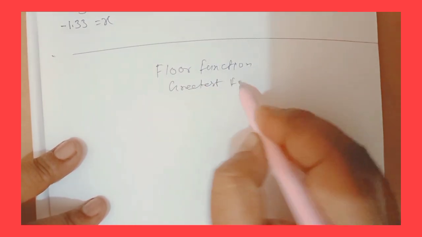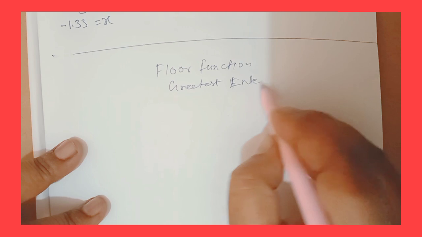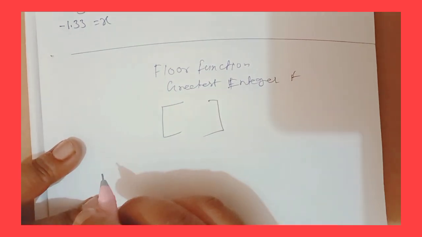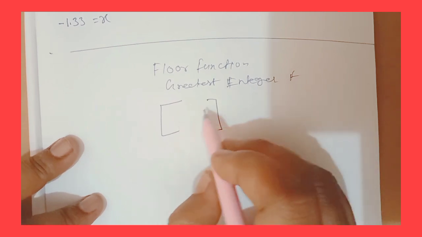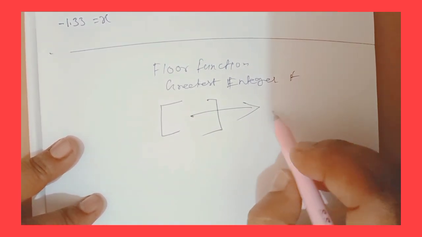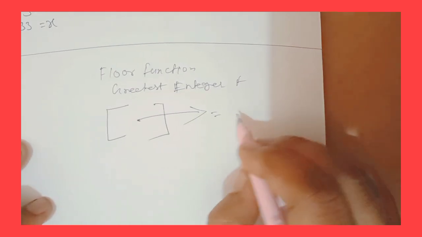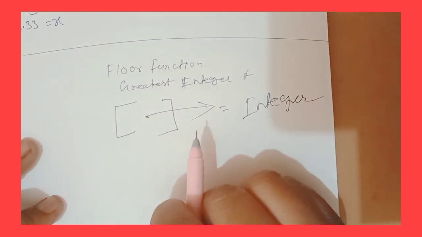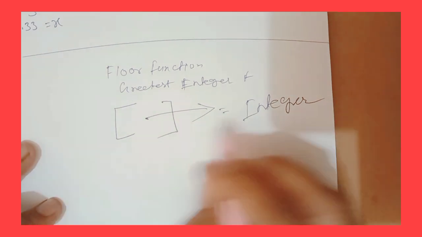This is the symbol of the greatest integer function. Whatever the value inside, the number which comes out will always be an integer.